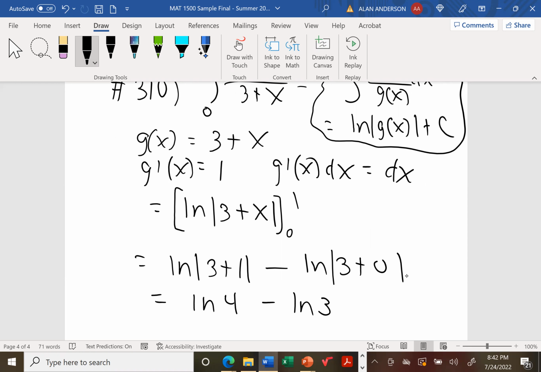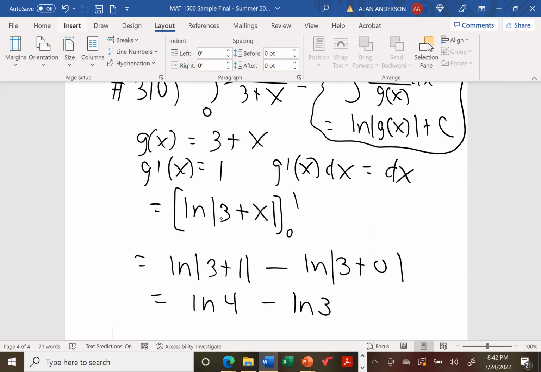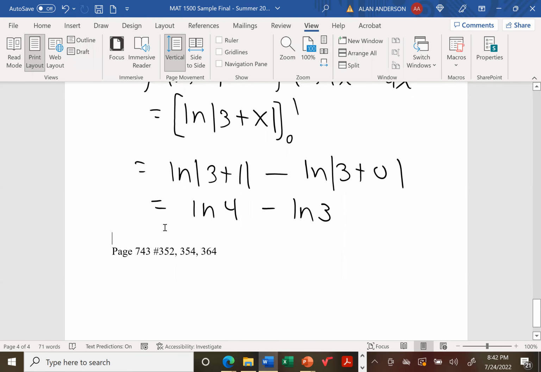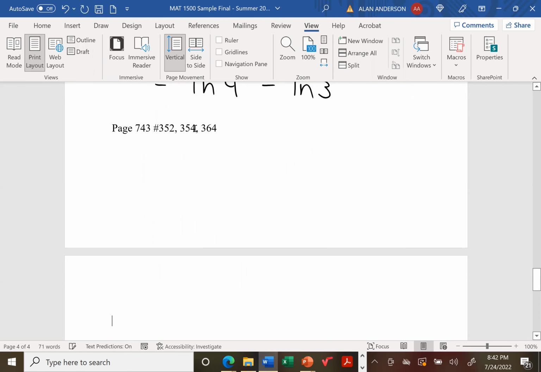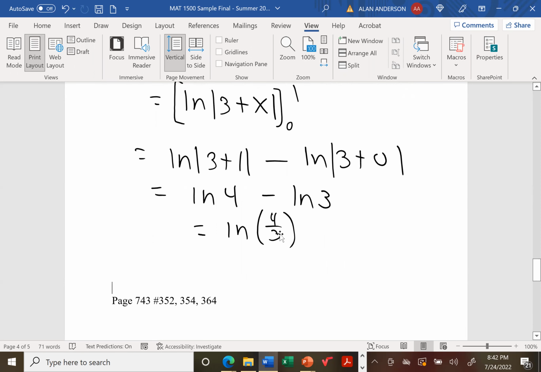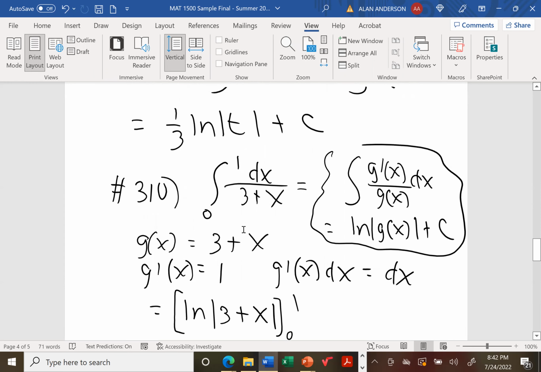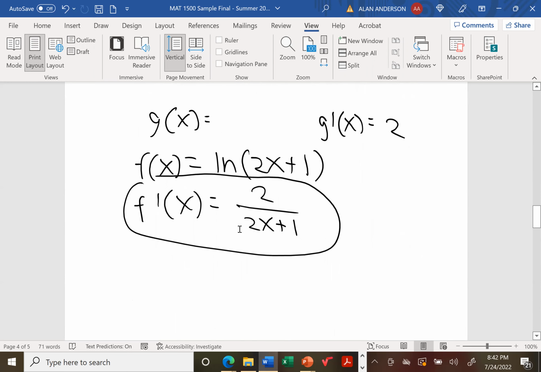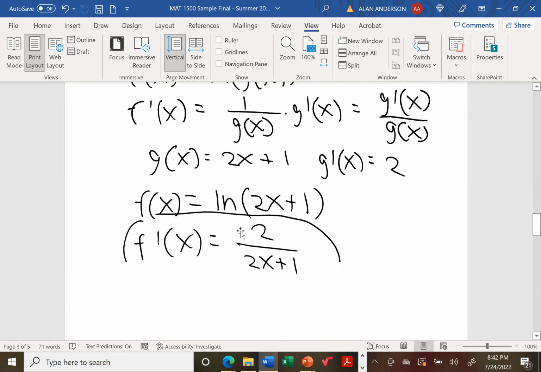We can't really do anything. I mean, you can rewrite this if you want, using the properties of logarithms. But that's as simple as you're going to get it. Okay. Okay. Was there one more? Yes, 322.